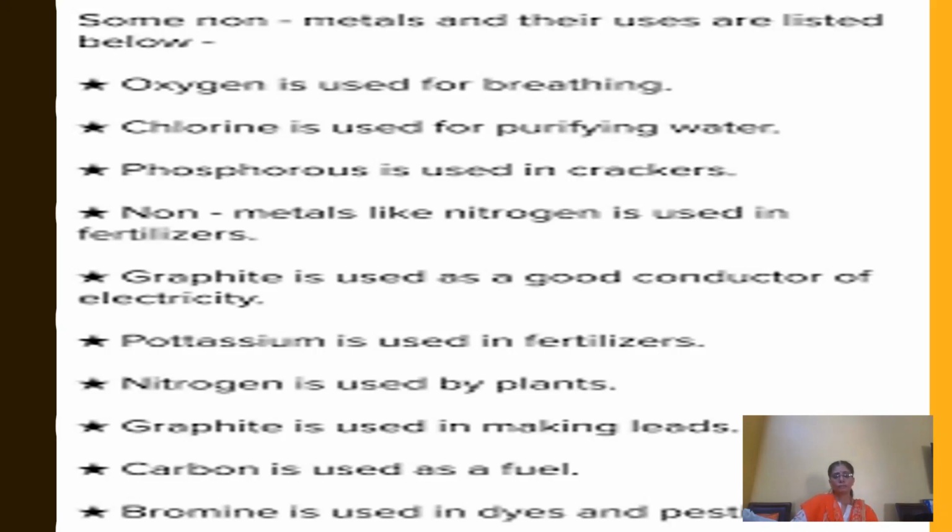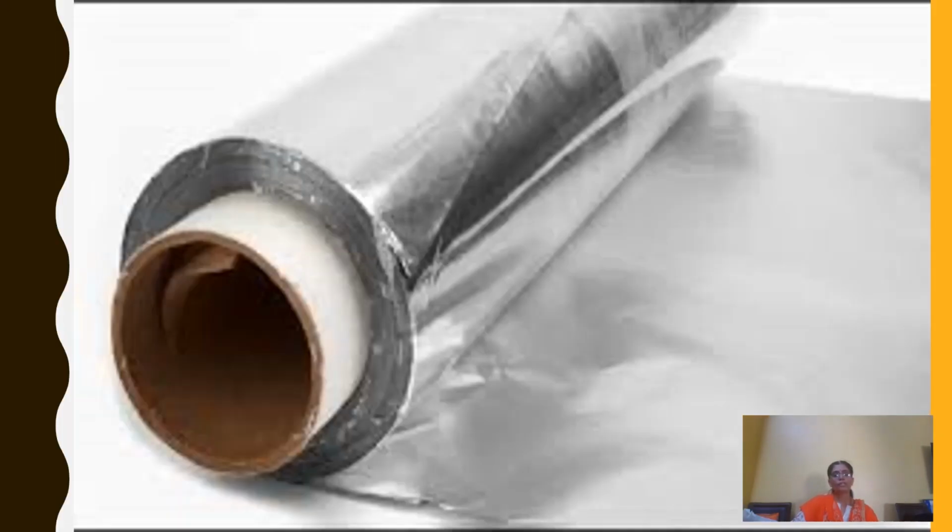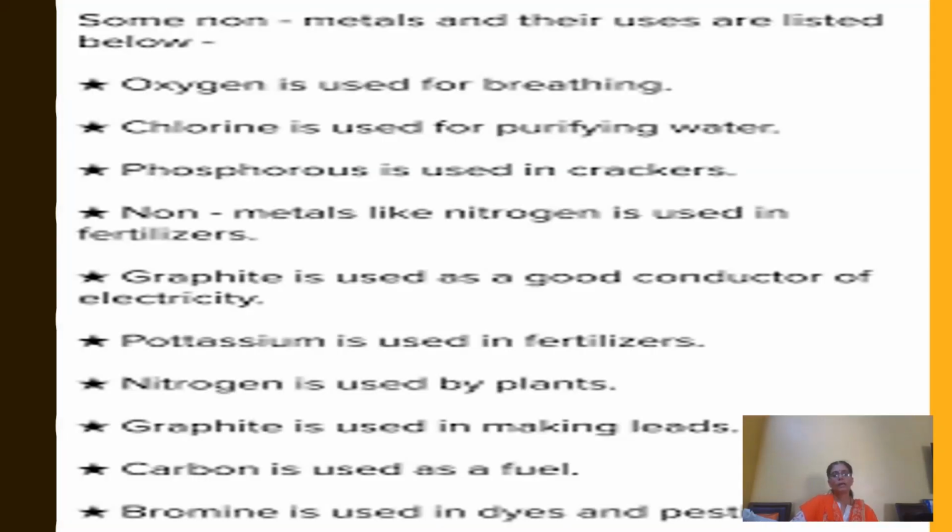You can even think on your own, and you can write some more non-metals and their uses. So children, we have completed our chapter, and today we have learned about displacement reactions and uses of metals and non-metals.